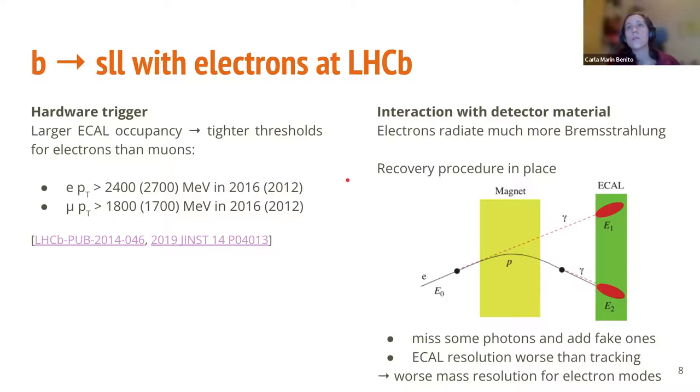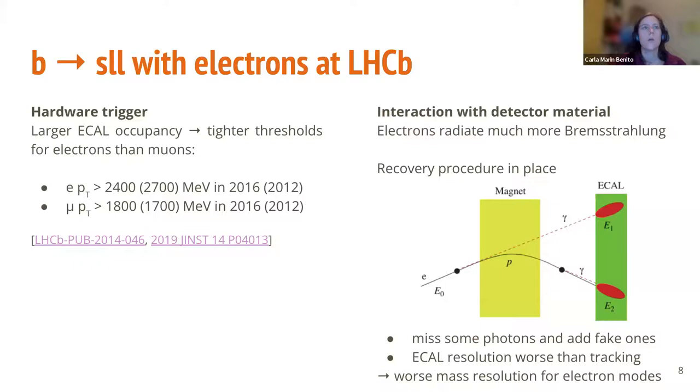On the other hand, electrons also interact very differently with the material as they traverse LHCb. In particular, they emit much more bremsstrahlung. We have a recovery procedure in place, which basically consists of extrapolating the direction of the tracks from before the magnet, and checking whether there is a calorimeter photon matching this trajectory. If we find any, we add this energy to the track momentum to get the full energy of the electron. This works well, but of course it has some penalties. On one hand, we can miss some of these photons, and it can also happen that we add some that are just matching this trajectory randomly, but are not coming from the electron. And on the other hand, the calorimeter resolution at these energies is worse than the tracking. So this has a penalty on the resolution with which we reconstruct the electron momentum.